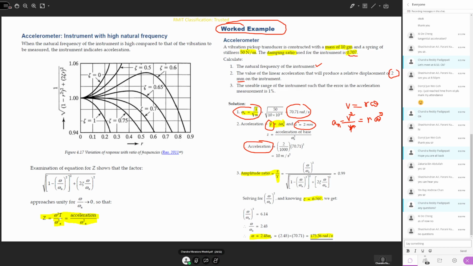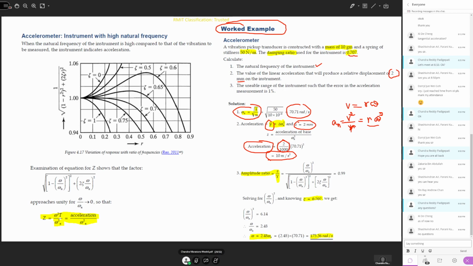From this expression, R into omega n square, you can see the acceleration is 10 meter per second square for the displacement of 2 mm. You're converting the 2 mm into meters, converting mm into meters. Then omega n we have calculated, so take the square of that: R into omega square.